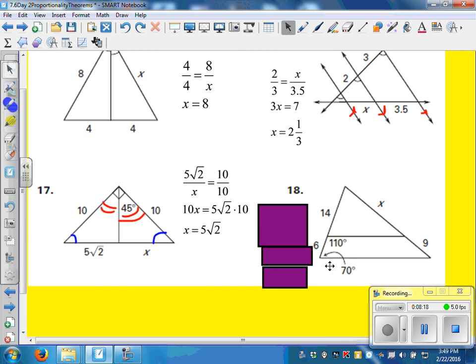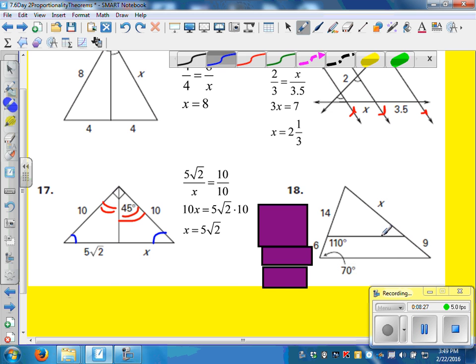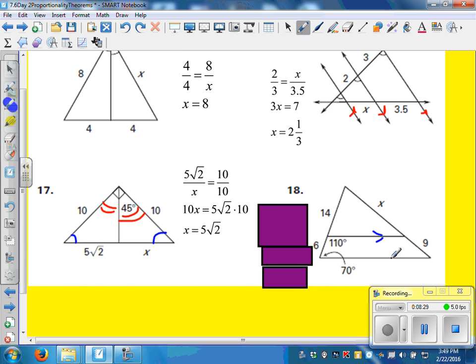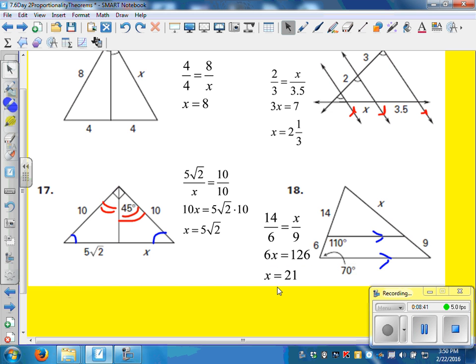For number 18, notice that the 110 and the 70 are supplementary. They are same side interior angles, so they are implying that these two segments are going to be parallel. It follows that you can set up the proportion 14 over 6 equals x over 9. Cross multiplication and division gives me an answer of 21.